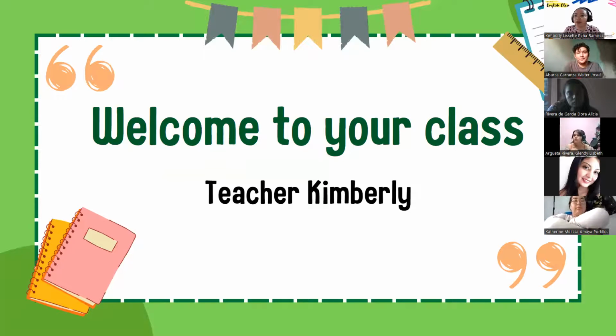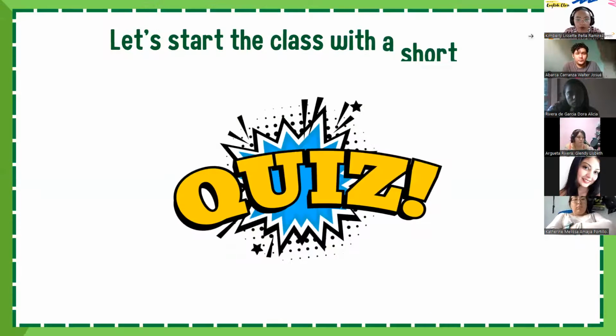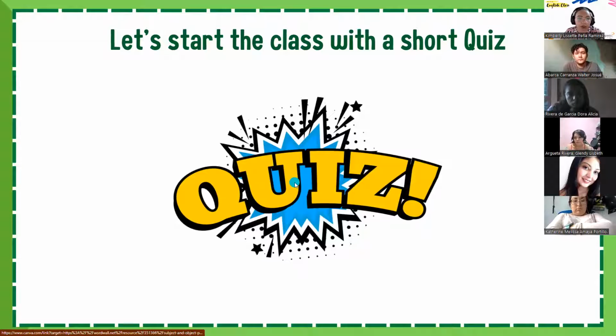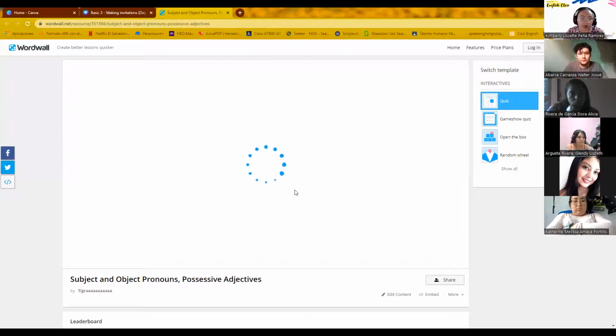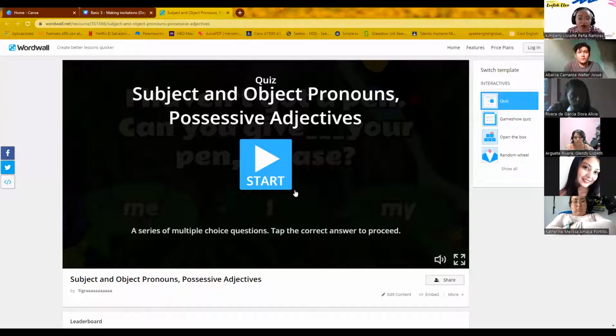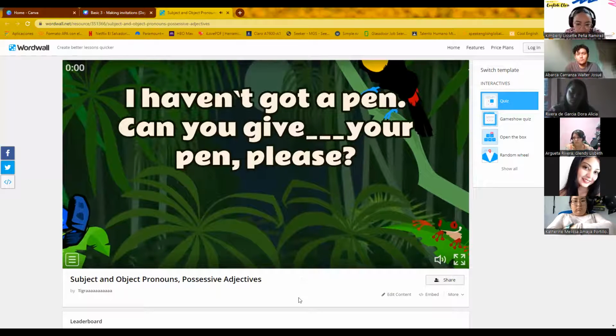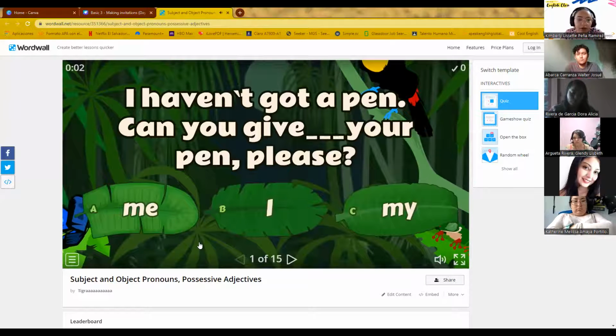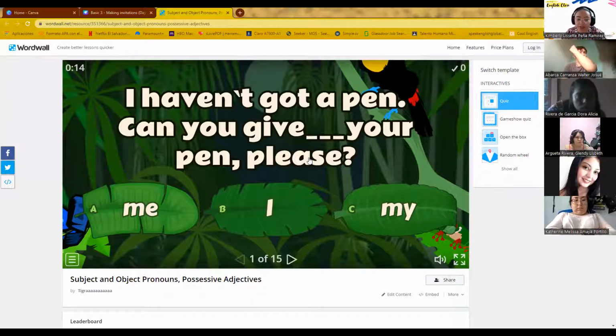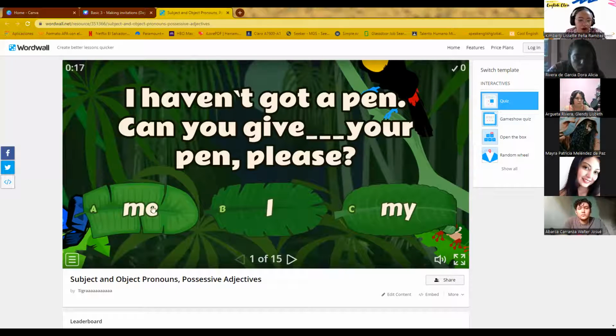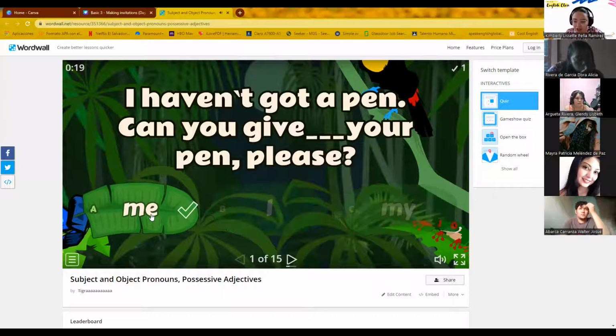Let's start. We will start the class with a little quiz about last week's topic. Remember that last week we studied the subject pronoun, the object pronoun, the possessive adjective, etc. So we will have a little review with a game. Tell me, what will be the correct answer here? I haven't got a pen. Can you give me your pen, please? A, B, or C? A. Okay, let's choose letter A. Very good. That's correct.